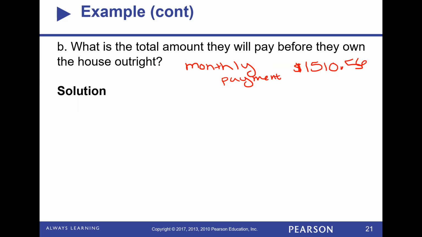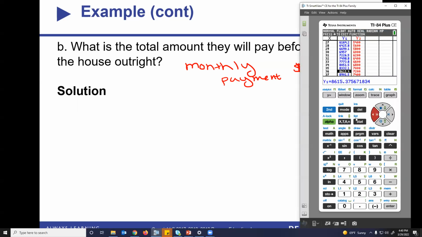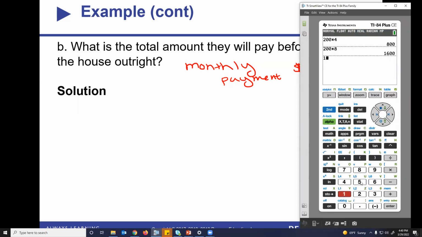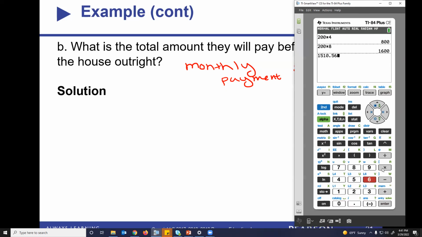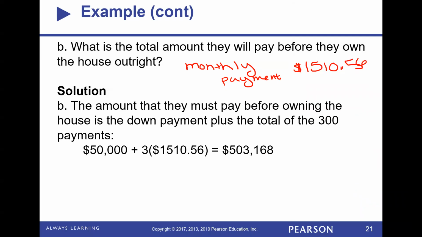So I'm literally just going to go, okay, wait a second. So I have $1,510.56. Again, that's my monthly payment. I'm making 300 payments. So this is how much I'm paying to repay back my loan, plus how much money I put down on the loan. And again, I have a typo, so hang on. 300.